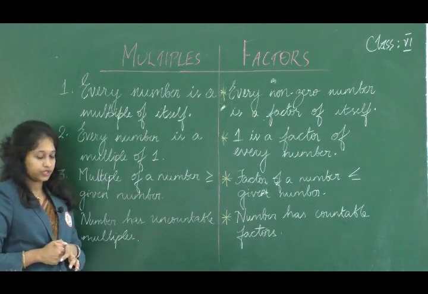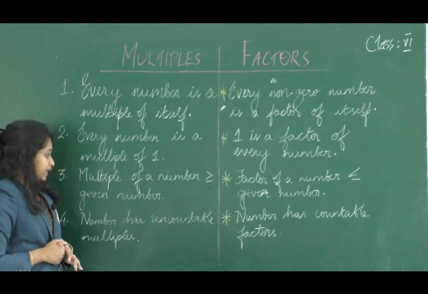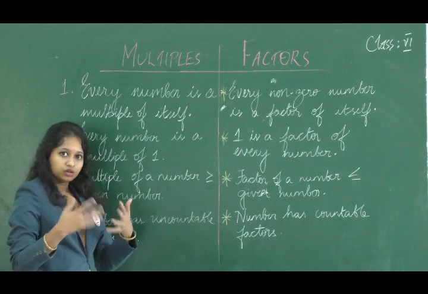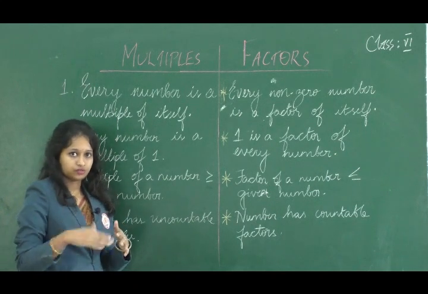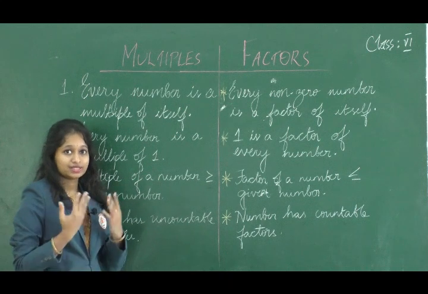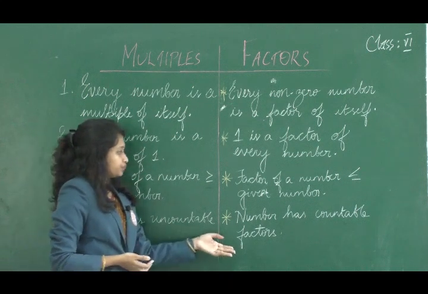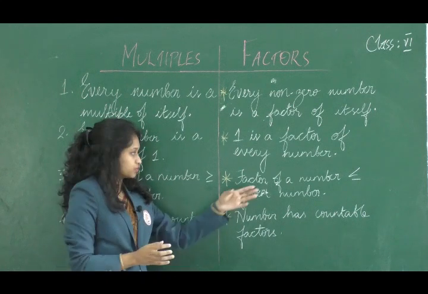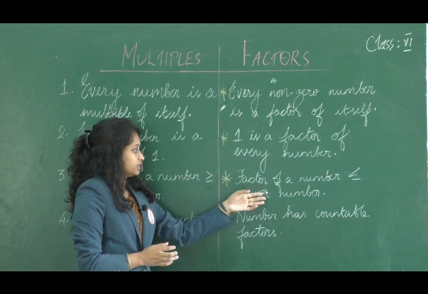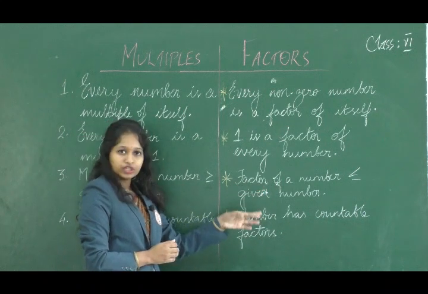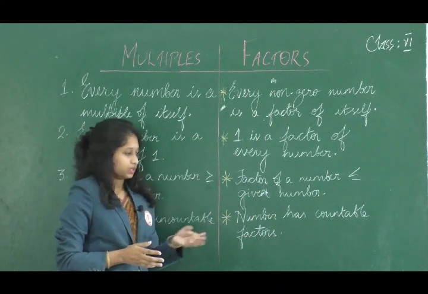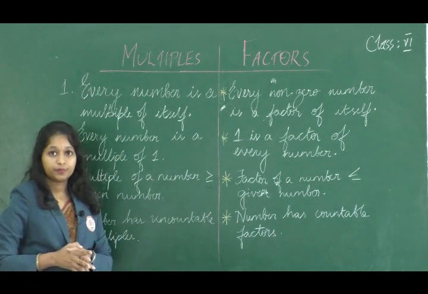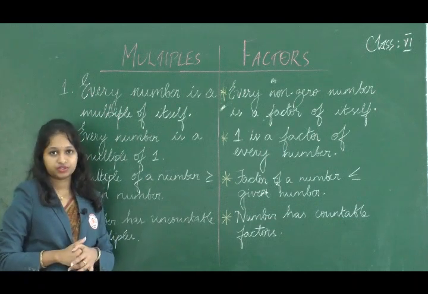Now to the last property, a number has uncountable multiples. The multiples will go on, right? It won't stop anywhere. So they are uncountable. But in the case of factors, there is only a specific number of factors, because we already discussed that factors of a number are less than or equal to the given number. So it is limited, that means it is countable. Now these are the 4 properties of multiples and factors.